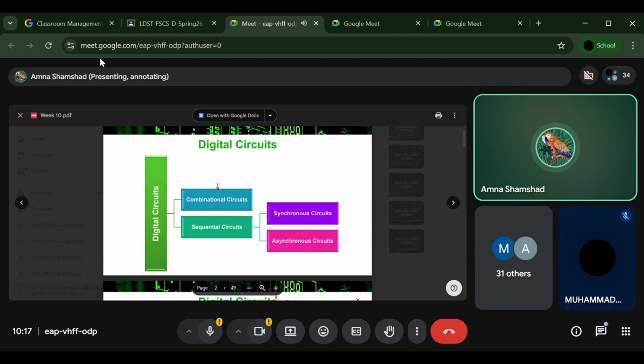Any confusion, then you can just raise your hand and ask a question. Or you can directly write in the chat box as well.